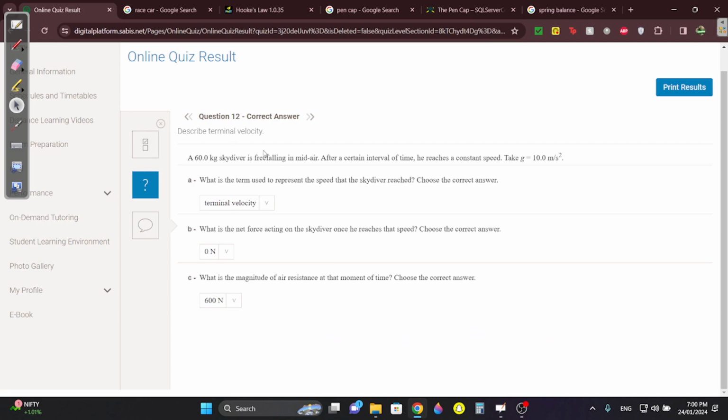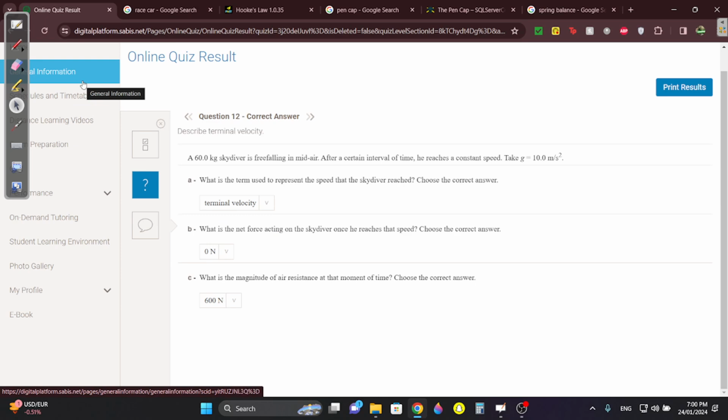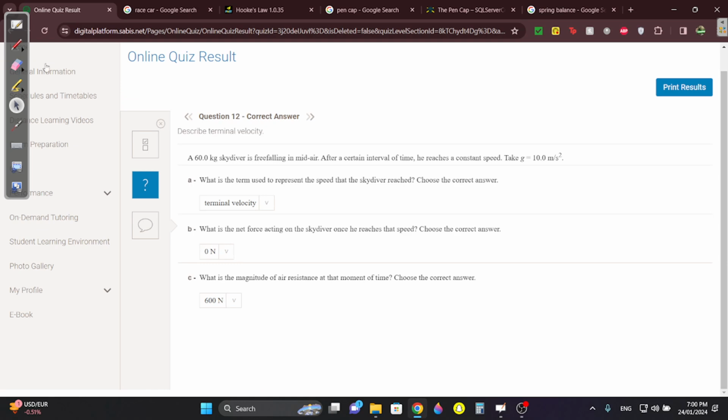A 60-kilogram diver is free falling in mid-air. After a certain time, he reaches a constant speed. What is the term to represent the speed that the skydiver reached? I told you, once you're falling in air, you're going to reach a velocity that's constant. What do we call this velocity? It's the VT, which is the terminal velocity. What's the net force acting on the skydiver once he reaches that speed? It's 0 newtons. I told you, to have a constant terminal velocity, you need a net force of 0 newtons.